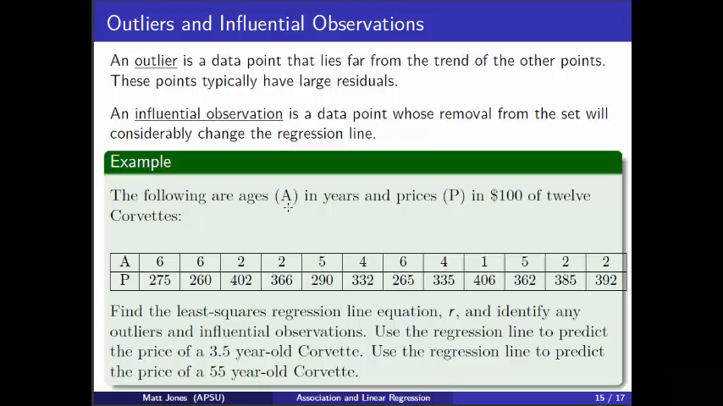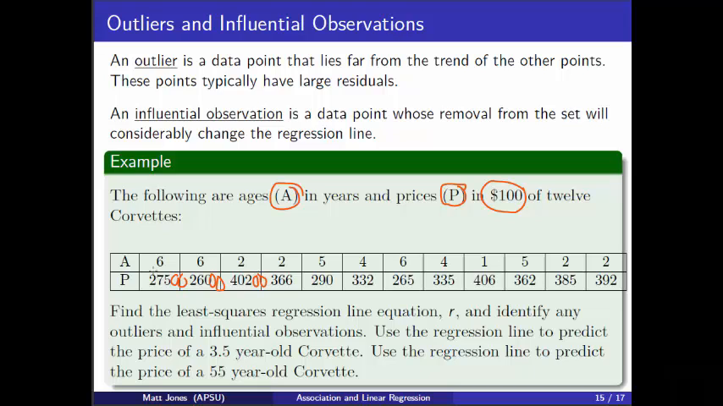So the following are ages, A, we'll let that be short for age, in years, and prices, P, for price, in $100 bills, of 12 Corvettes. My units here are $100 bills because otherwise I'd have to put 2 more zeros on each one of these numbers, and then all the stuff wouldn't fit here on the slide. So I've done that for convenience.